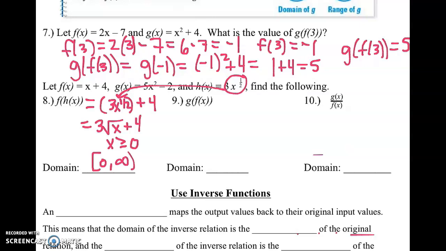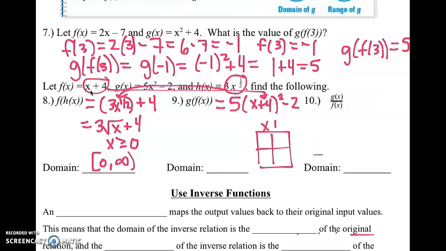G of f of x, so I write down function g, it says 5 times some input squared minus 2. Again, I left a blank spot where this x would have been, so it's 5 blank spot squared minus 2. In the blank spot, I'm supposed to put f of x, which is x plus 4. So I bring this over, put it in here. I've got a binomial squared. I've got x plus 4 to the second power, so I've got to use a box to multiply that out, or FOIL if you prefer.